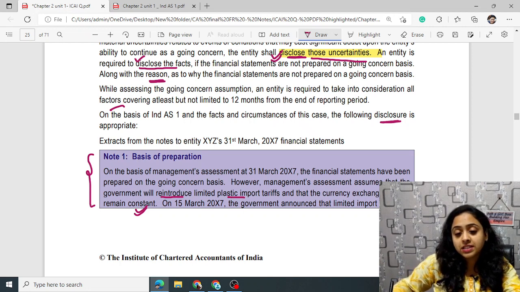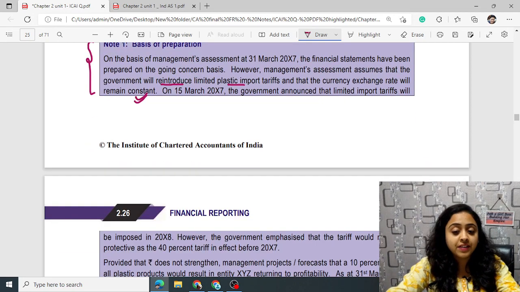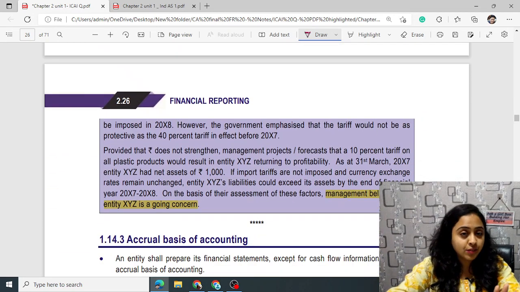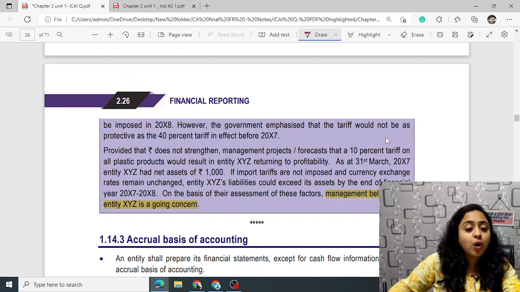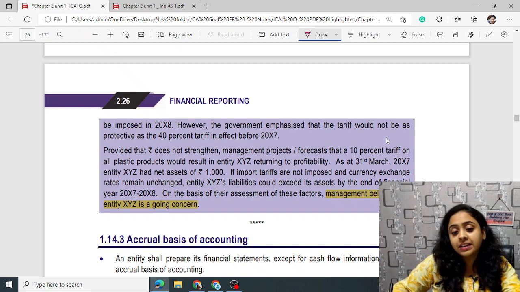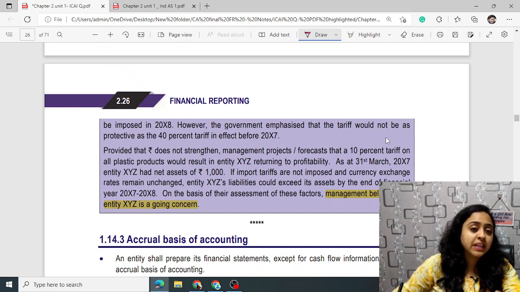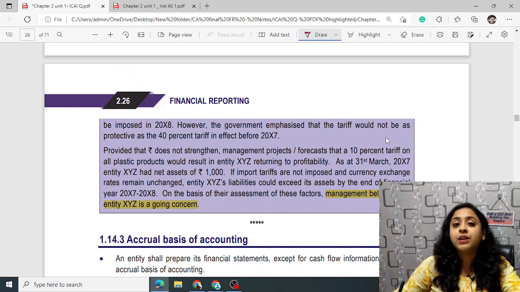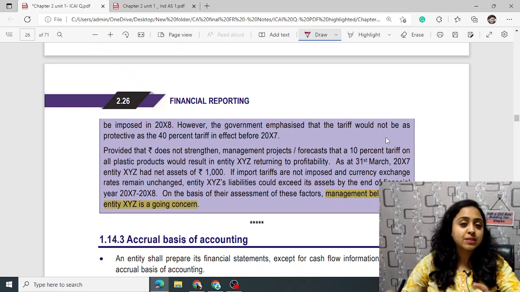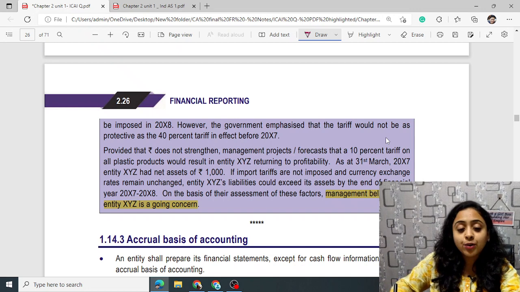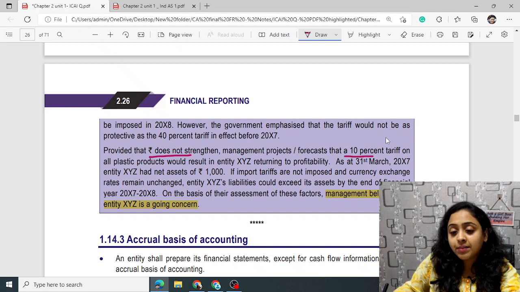On 15th March 2007, the government announced that limited import tariffs will be imposed in 2008, up to 10%. However, the government emphasized that the market would not be as protective as the 40% tariff in effect before 2007. Under the previous government, it was a 40% tariff. Now a 10% tariff will be reinstated, but it won't be as protective as 40%. Provided that the rupee does not strengthen, management forecasts that a 10% tariff on all plastic products would result in entity XYZ returning to profitability.